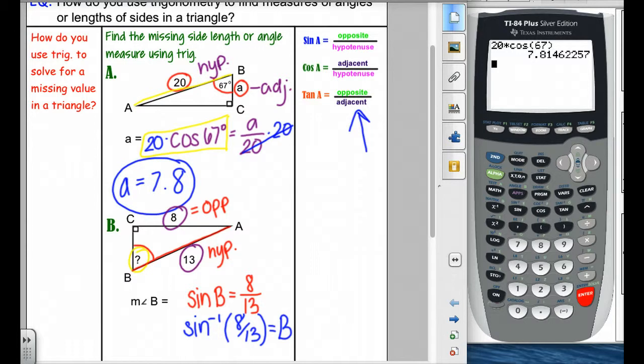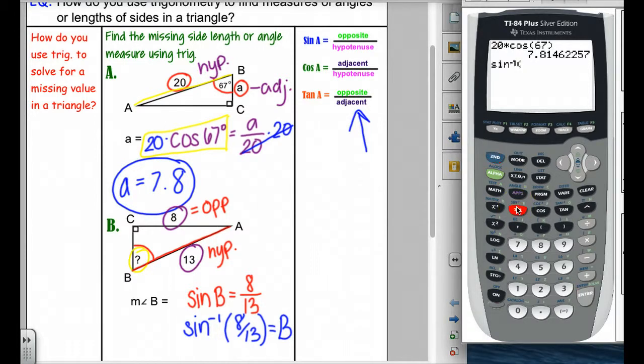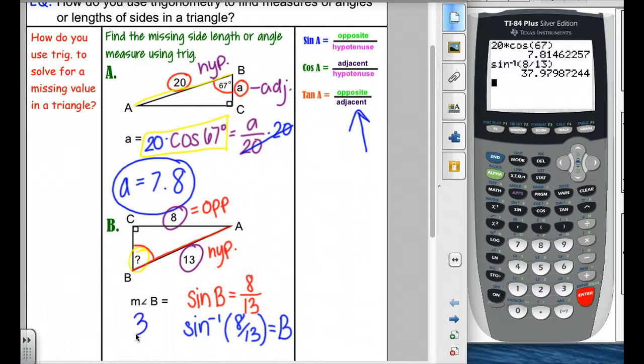If I punch that into my calculator, I hit second sine, so the inverse sine of 8 divided by 13, close off my parentheses, I hit enter, and I get 37.97987244. So we're going to say that the measure of angle B is therefore equal to 38 degrees.